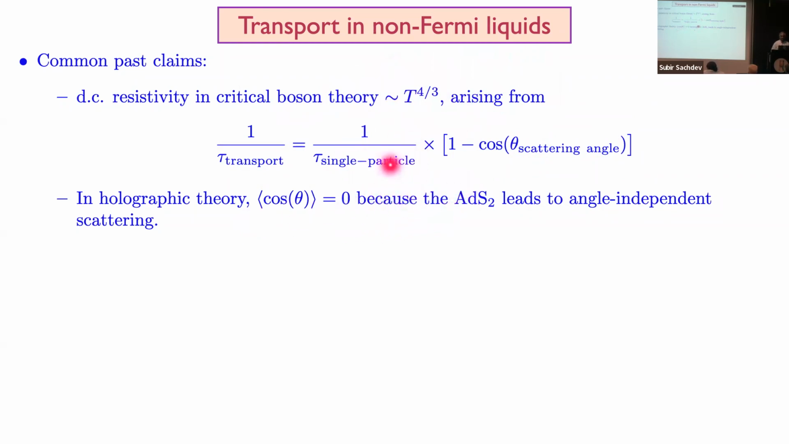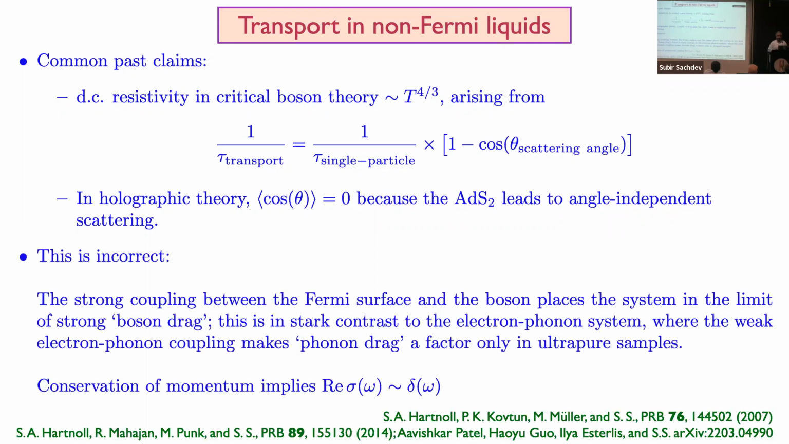In the holographic theory, there's no difference between these two, because the scattering in AdS2 is actually angle independent. All angles are equally likely. And so there's no spatial structure in AdS2. So that cos theta is 0, and so you get the same time. So for the holographic theory, you would say that the resistivity is just T to the sigma of k, whatever that sigma of k was at the Fermi level. Okay, but this argument is wrong.